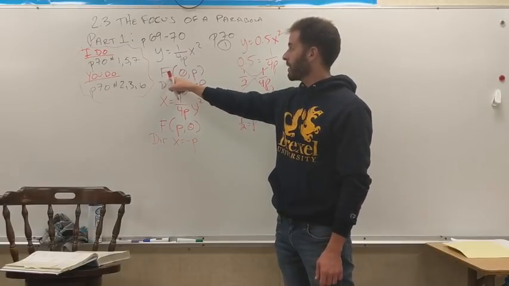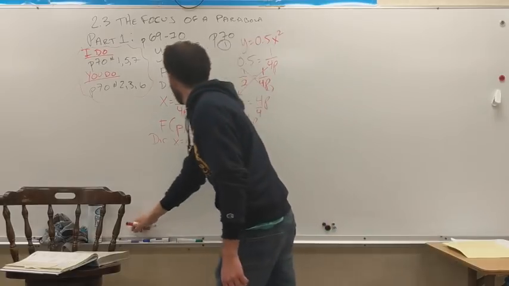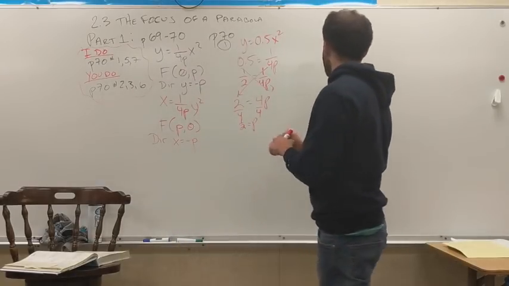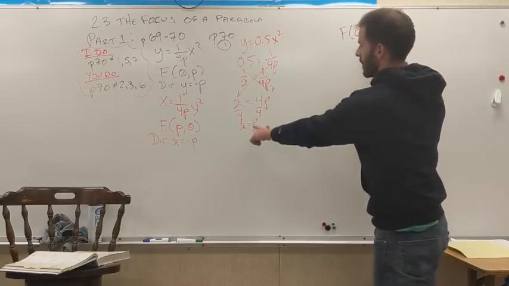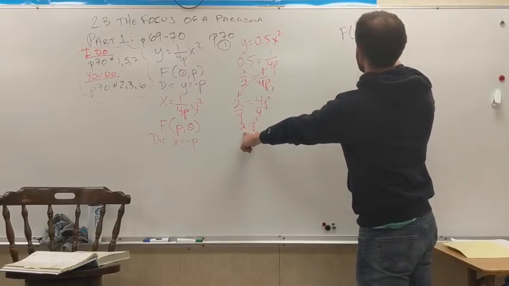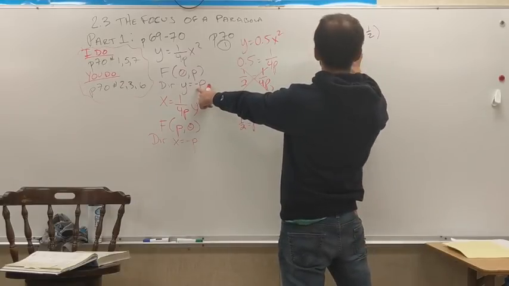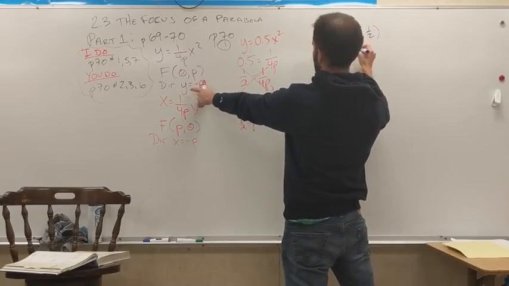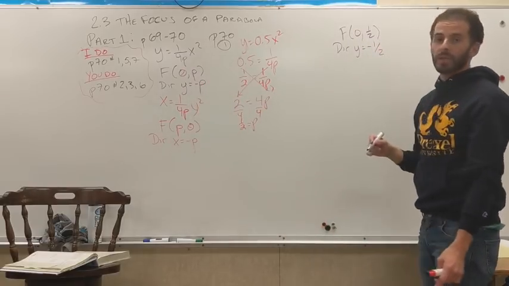So I now have my focus, because once I know p, I know my focus, which is 0, comma, that number. So let's start writing our answer down. My focus for number 1 is going to be 0, comma, p. Once I know p, all I got to do is change the sign. My directrix is y equals the opposite of p.